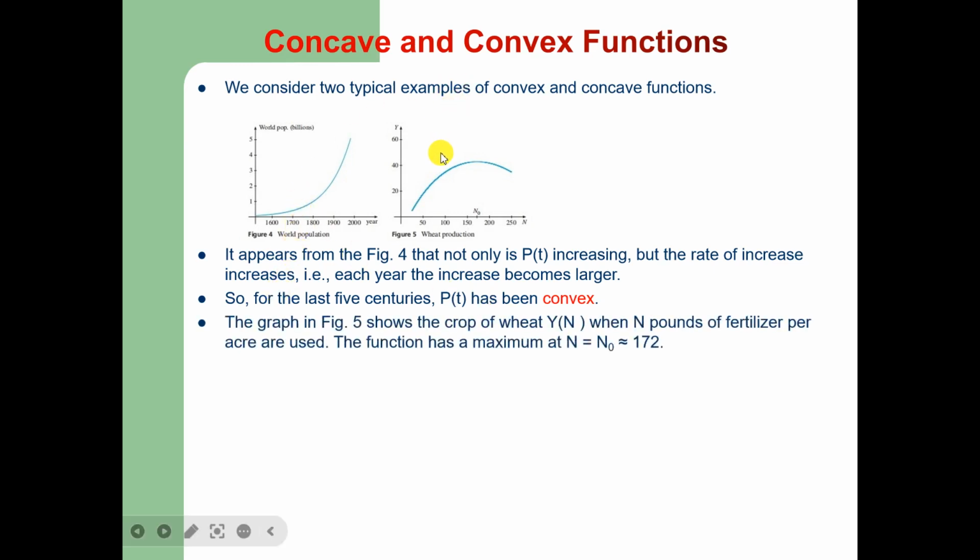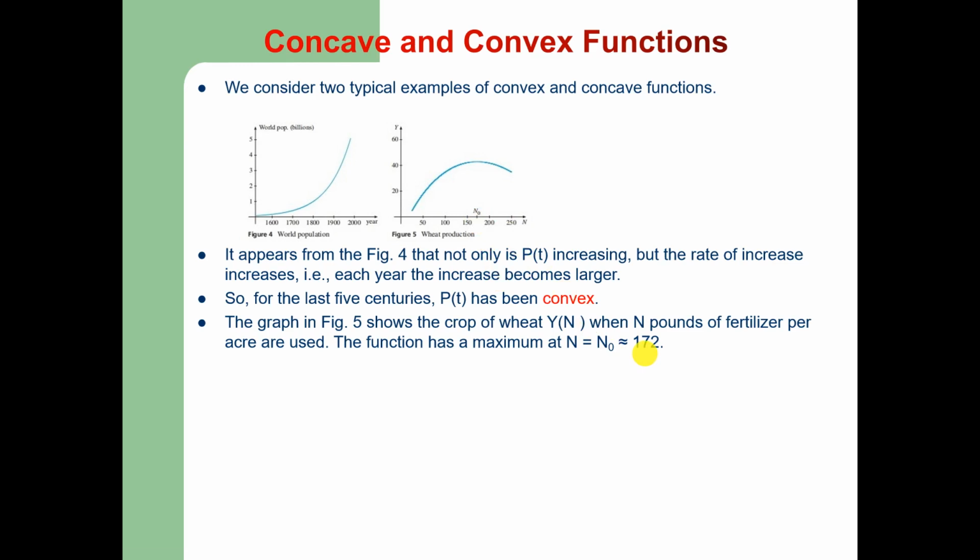This graph here, the second graph, shows the wheat crop, where y is a function of n, where n is the fertilizer per acre used, that is in pounds. So y depends on fertilizer, y is a dependent variable, n is an independent variable, n is the amount of fertilizer used per acre. This function has a maximum at n equal to n naught, and that is approximately equal to 172. So here the wheat production is maximum.